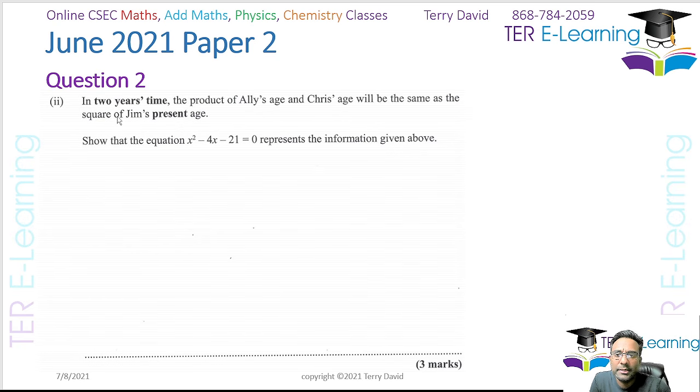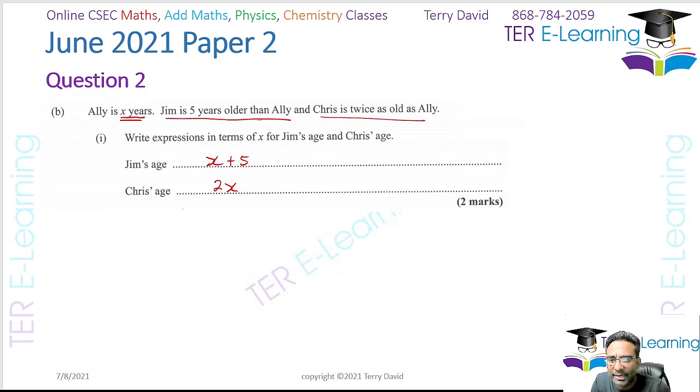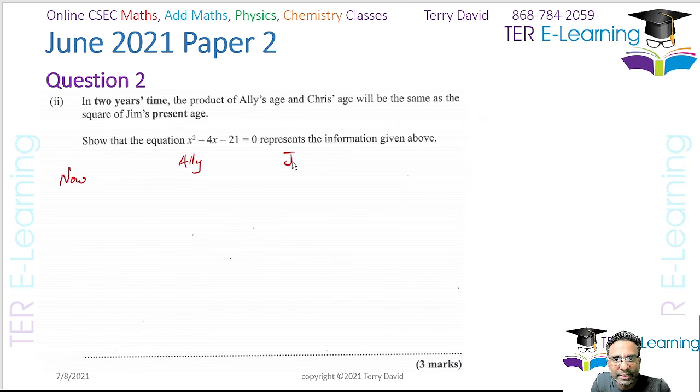The next part: in 2 years' time, okay, this one gets a little complicated. So let's look at now. The product of Ali's and Chris's age is a square. So let's put down all of these guys we're talking about here. We have Ali, Jim, and Chris.